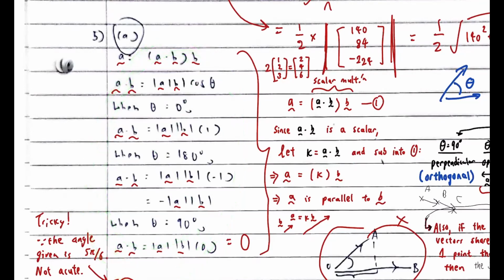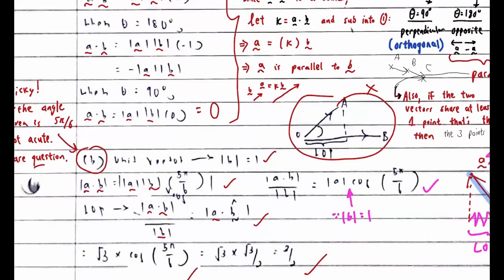Let's read the question first. So you got question 5. A and B are non-zero vectors such that they give you the equation. State the relation between the directions of A and B, they are parallel, and find the modulus of B. Let me present to you my way of doing this.